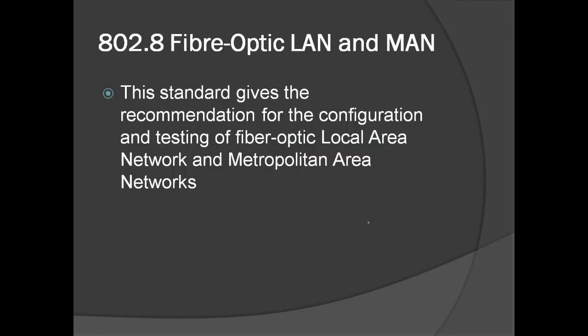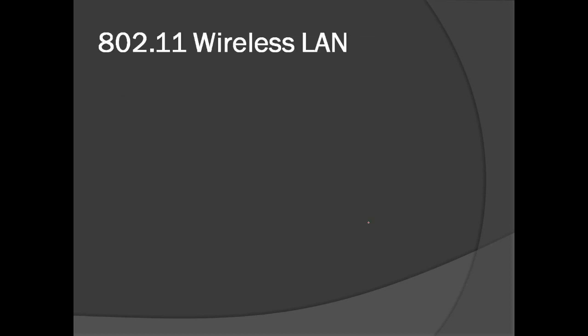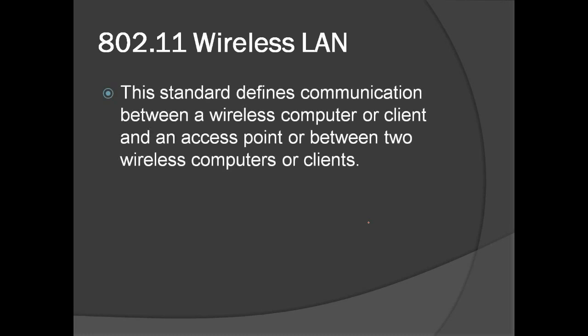So that's 802.8. And for the wireless, we have the 802.11 for the wireless LAN. This is the standard for wireless transmission or wireless network connectivity. The standard defines communication between a wireless computer or client and an access point, or between two wireless computers or clients.